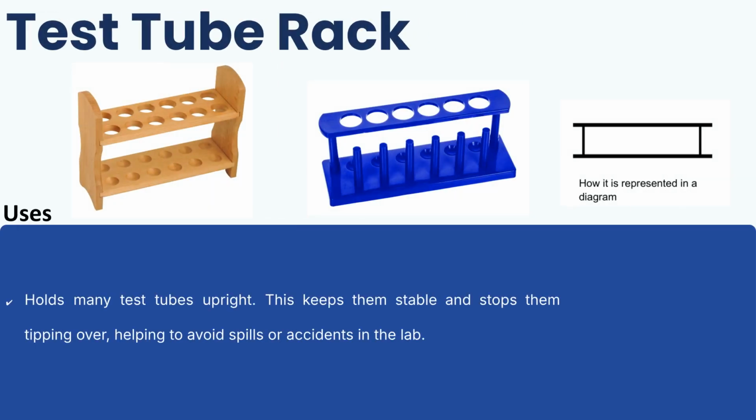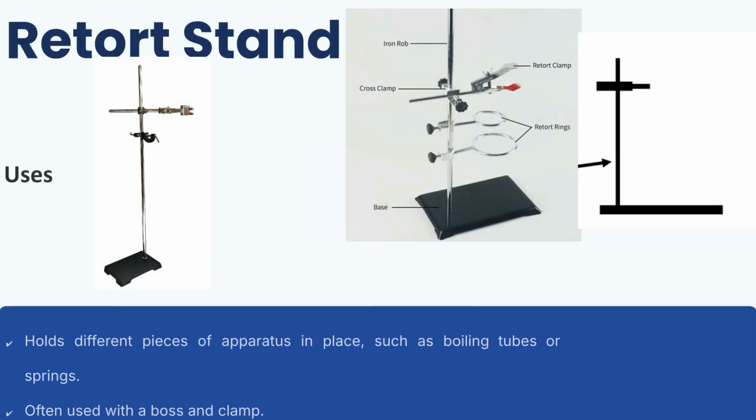A test tube rack keeps many test tubes upright and stable, preventing them from tipping over, which helps to avoid spills or accidents in the lab. The retort stand is used to hold different pieces of apparatus in place, such as boiling tubes. It is often used along with a boss and clamp.